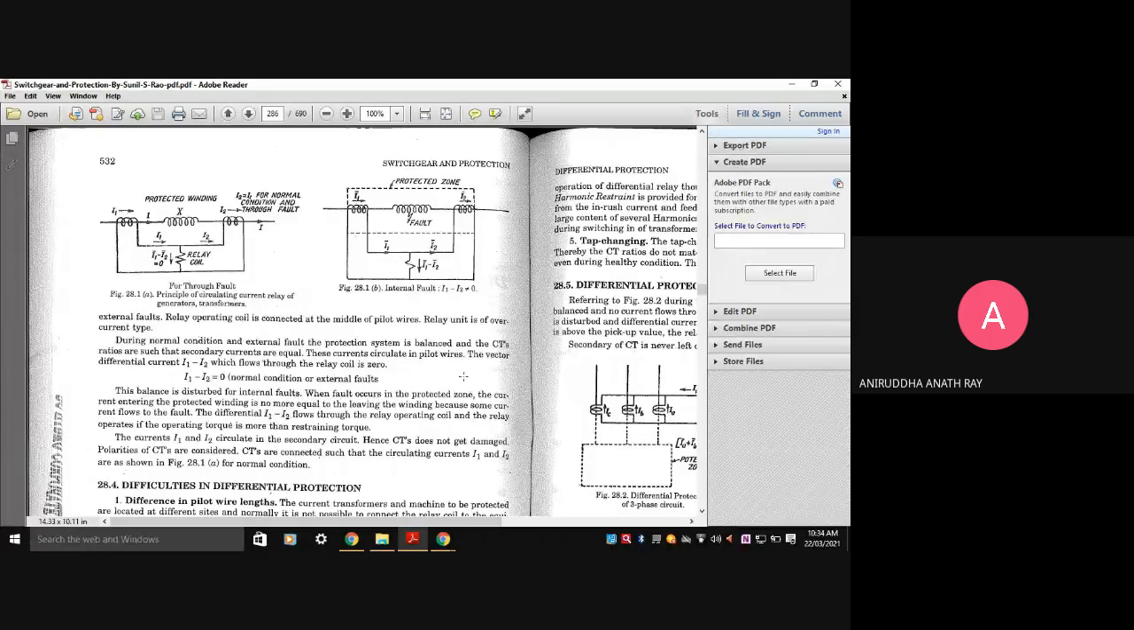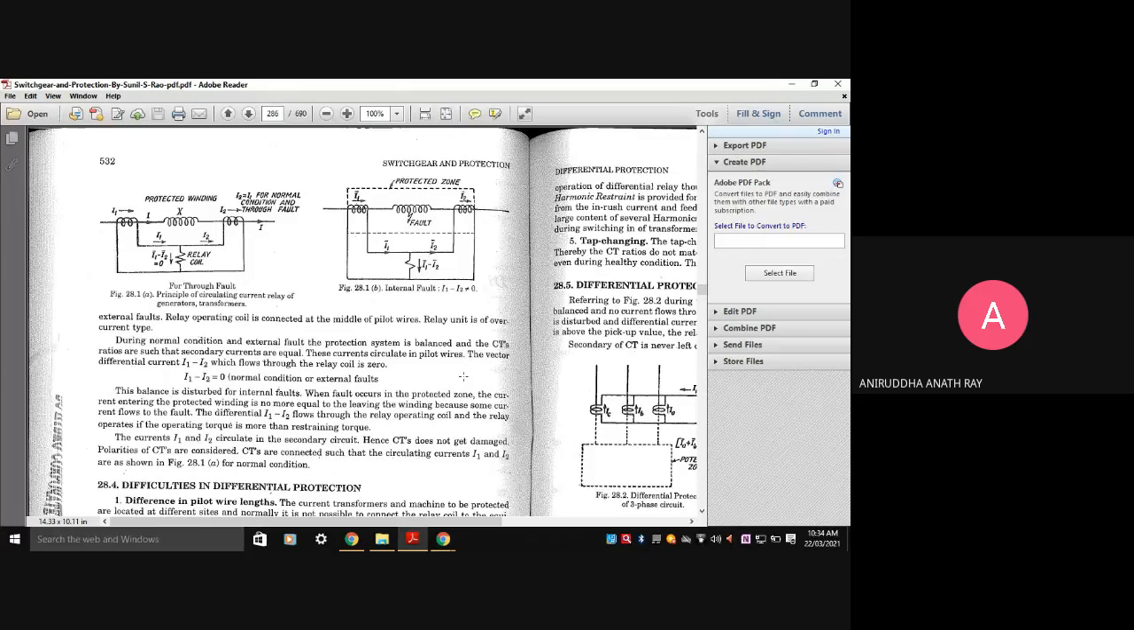So this balance is destroyed for internal faults. Let me tell you how. When a fault occurs in the protected zone, the current entering the protected winding is not equal to the current leaving the winding, because some current flows to the fault. The differential current I1 minus I2 flows through the relay operating coil.